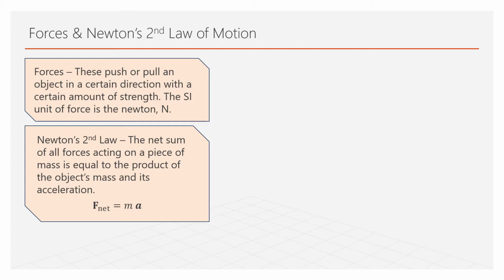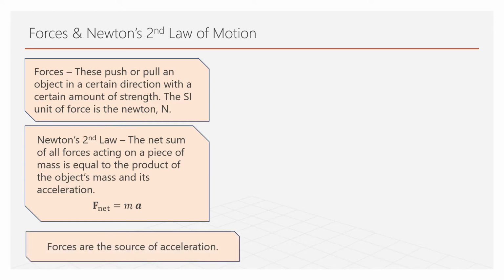Mass quantifies an object's resistance to change in its motion. For example, a very massive boulder is more difficult to move than a soccer ball. Force is the source of acceleration.